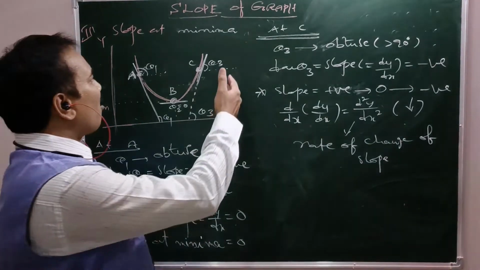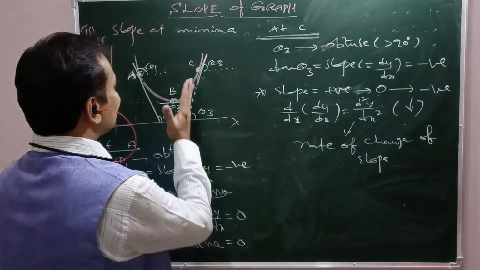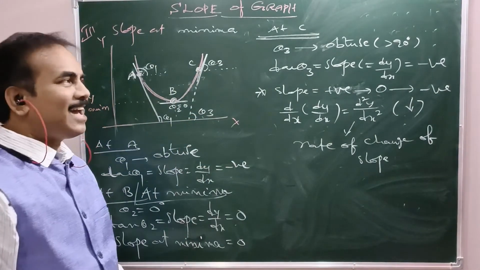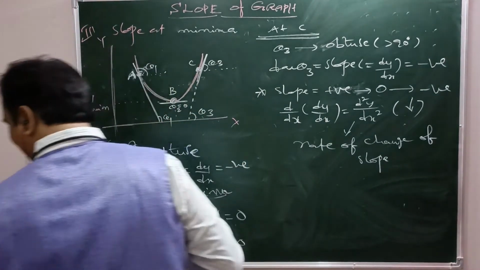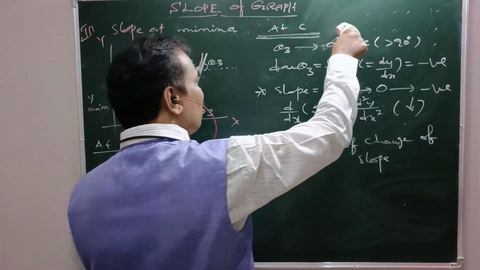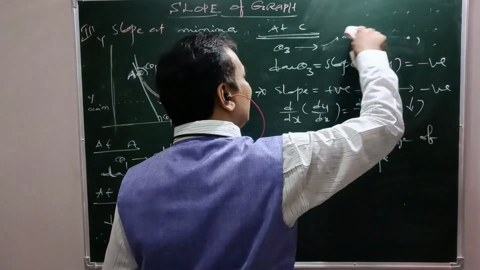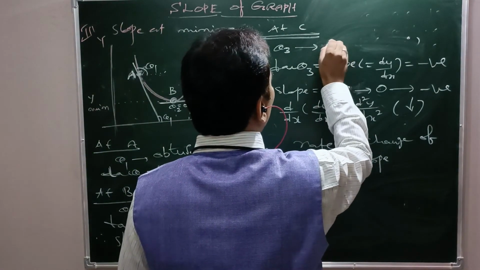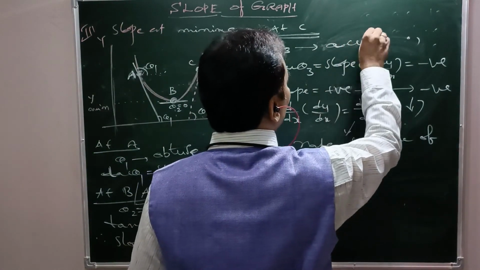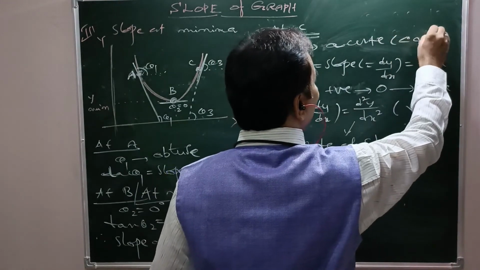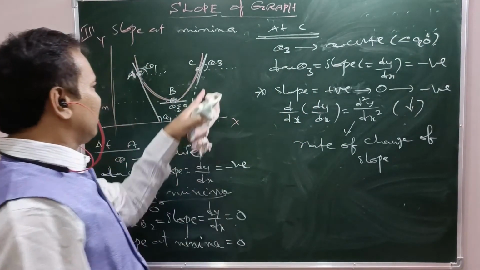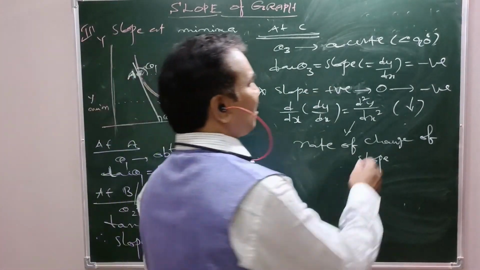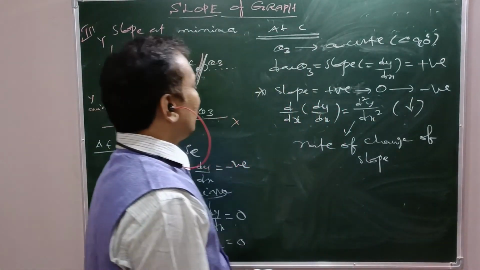Coming to point C. At point C, what about theta 3? It is less than 90 degrees, an acute angle. So theta 3 is acute, that is less than 90 degrees. Tan of theta 3, that is tan of less than 90 degrees, is positive, right?